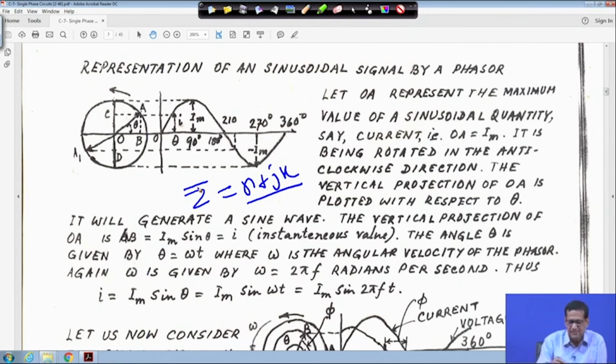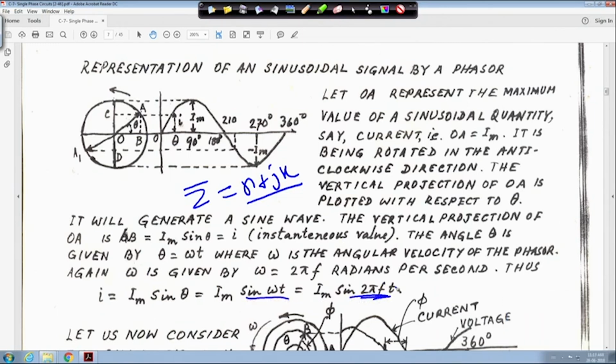So, this is the sinusoidal generation, and everything is given here: omega is equal to 2 pi f. So, it is written I m sin 2 pi f t. All the write-up is here for you, along with the explanation I gave. Next is this one.